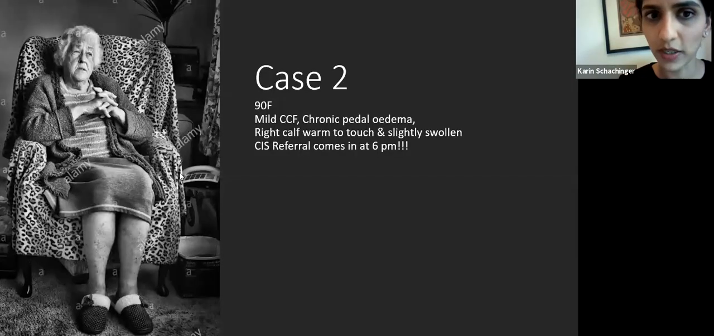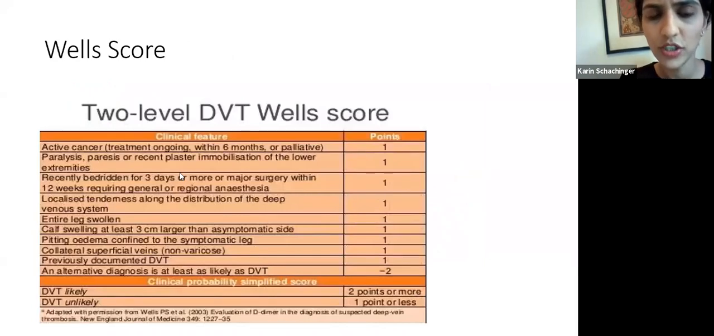And let's look at our Wells score again. Nothing has changed. She is bound to her chair quite a lot. She's got very poor mobility already, but it's not a new change in her mobility. So that's important. This mobility has been static now for a few years. And she's not particularly tender. She's got a little bit of tenderness, but not too tender.